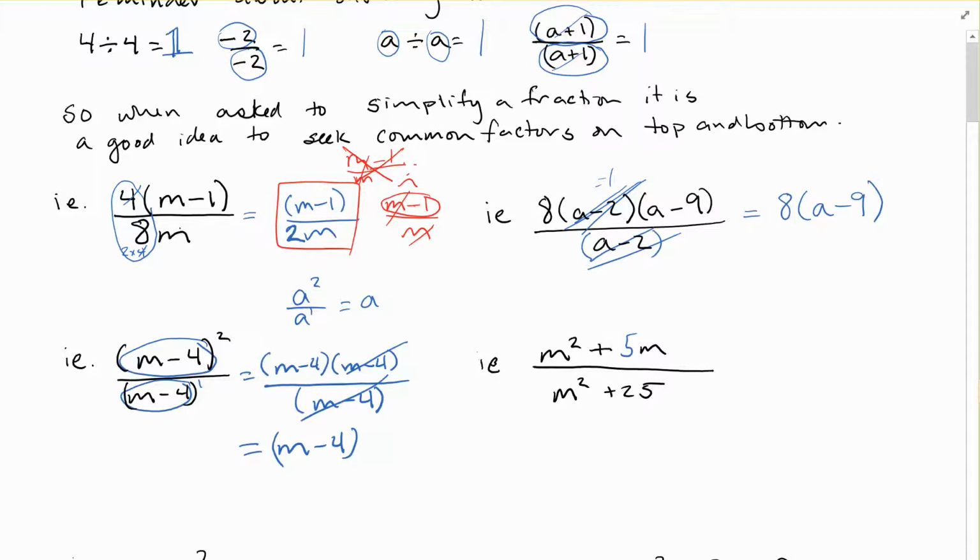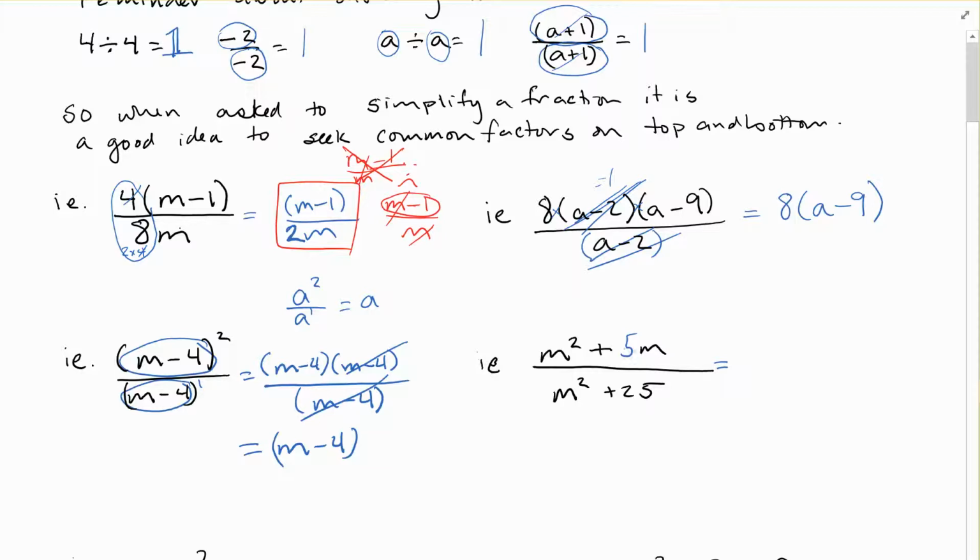Because you can only cancel things off when they're just being times by everything around them, right? That was 8 times that thing times that other thing. Here that's m squared plus. It doesn't work. It's not a times sign in between. So if I see squareds, I might be thinking quadratics, and I might be thinking I can factor this. So let's think about it.